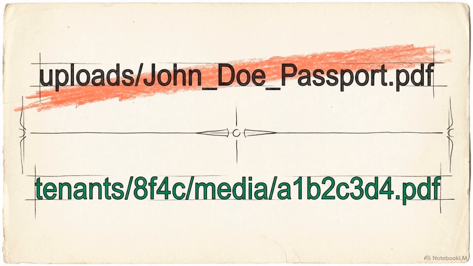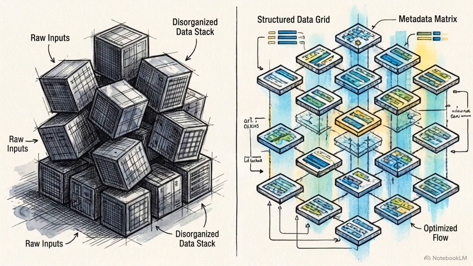Using original file names for storage creates path traversal risks and leaks sensitive info. A secure system generates unique, randomized keys for every file. This creates a strict boundary. The object storage strictly holds raw, contextless bytes. The relational database holds the actual business meaning.